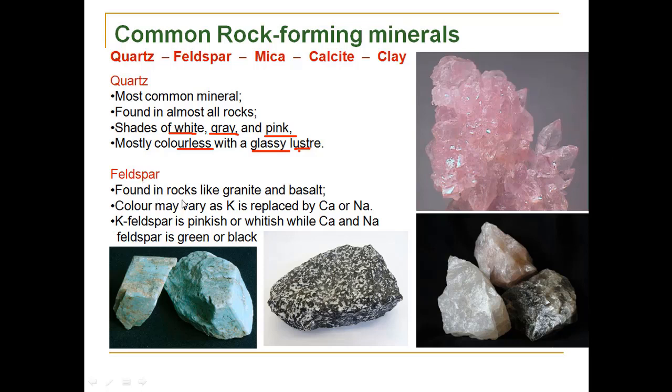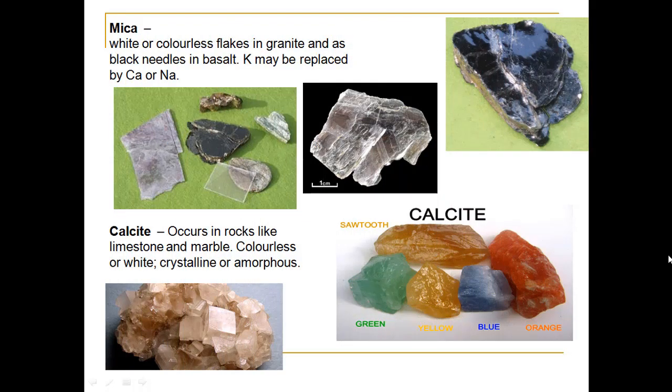Feldspar is found in rocks like granite and basalt. Color may vary as K is replaced by calcium or sodium. K is potassium. The weak mineral, when it washes away and is replaced by calcium and sodium, has a different tint or color. K feldspar is pinkish or whitish, while when calcium and sodium replace it in the rock, the feldspar will be green or black. Other common rock forming minerals are mica.